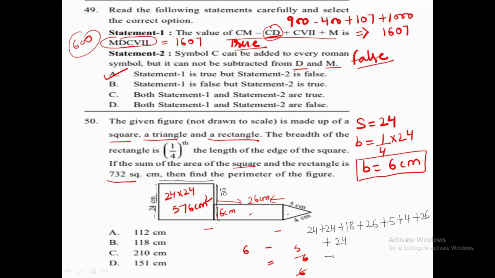Now let's add all the numbers. When we add all the numbers, we get 151 centimeter, which is our option number D. Understood? Okay.